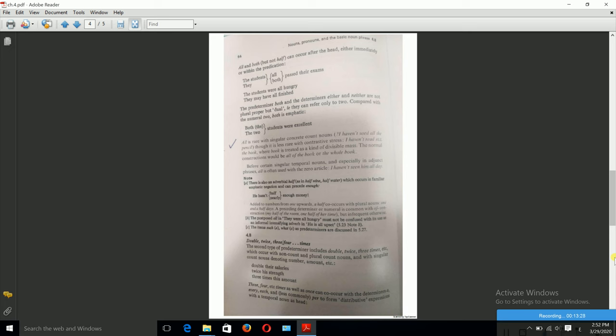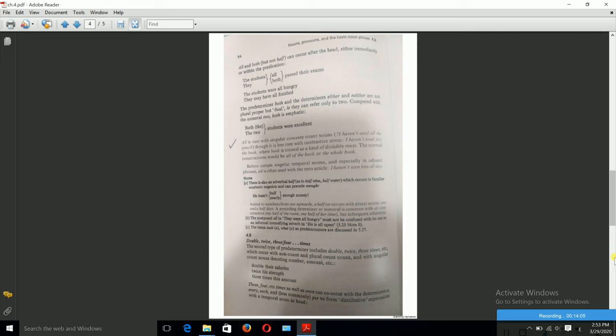All and both, but not half, can occur after the head, either immediately or within the predicate. For example: the students all passed their exams. They both passed their exams. The students were all hungry. They may have all finished. The predeterminer both, and the determiners either and neither, are not plural proper but dual. In other words, they can refer only to two. Compared with the numeral two, both is emphatic, for example: both the students were excellent, or the two students were excellent.